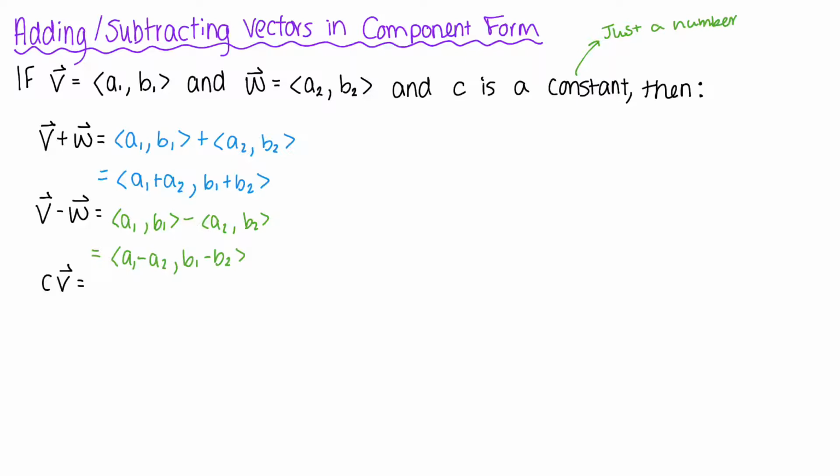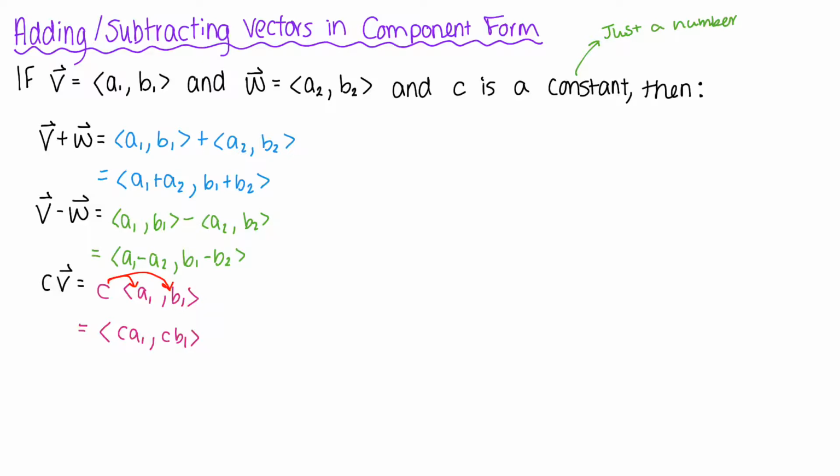Finally, if you have a constant out front, so there's some constant c, and you have this vector a1 comma b1, the way that this works is it just gets distributed. So the c gets distributed not just to one, but to both. So you would have ca1 comma cb1.